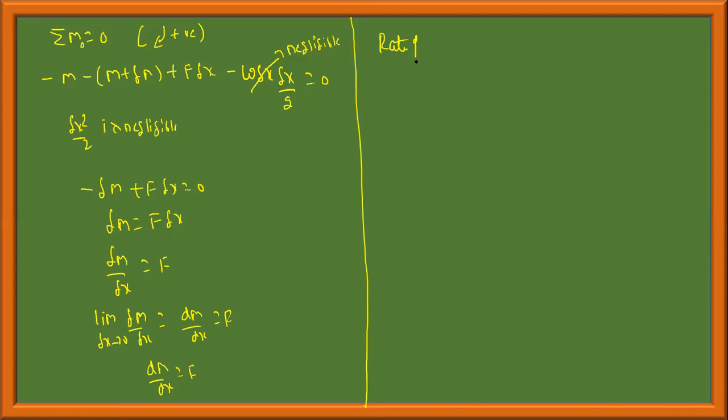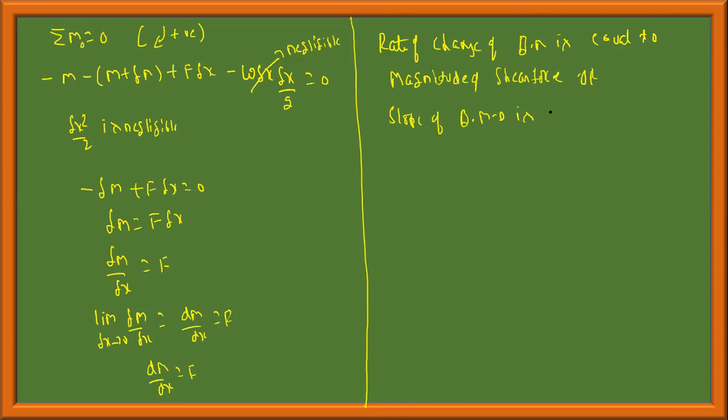Which means to say that the rate of change of bending moment is equal to the magnitude of shear force, or the slope of the bending moment diagram is equal to the shear force at that point. Now we should discuss related to this. It is very important for our study.